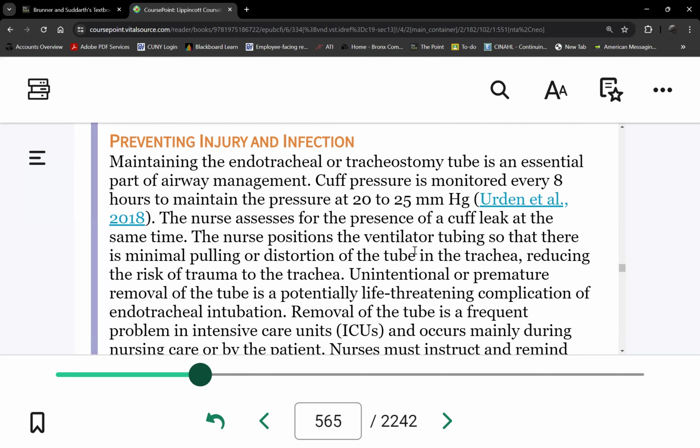Okay, preventing injury and infection. Make sure you watch your PIP. If the pressure goes high, tell the doctor right away. Okay, so we can make changes to the pressure, right?